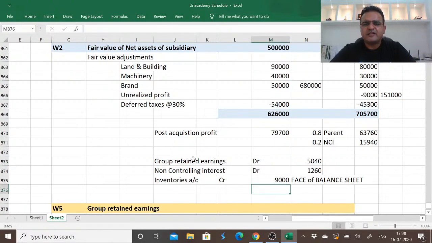So when I say debiting, this indirectly means that working note number 5 is reduced by this amount, the reason it reduced by 63,760, and the non-controlling interest is reduced by this amount 1,260, so automatically NCI is reduced by 15,940. So the profit which will be added to working note number 5 and working note number 4 is already adjusted with unrealized profit. We do not need to make any further adjustment.